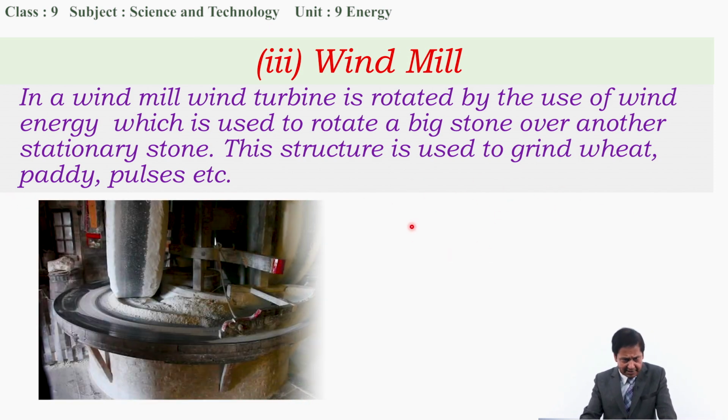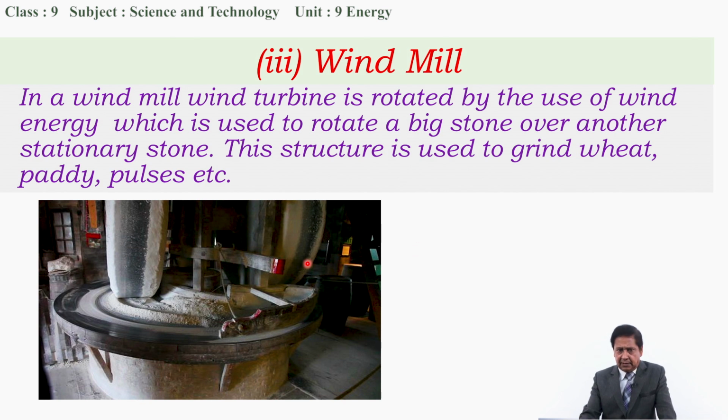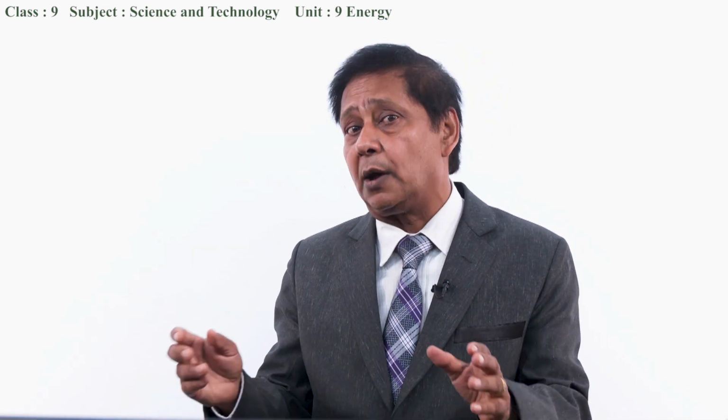I want to show one diagram. Look at this. Instead of a big stone, we can use metal also. But this big stone or big circular metallic body is rotated by the help of the wind turbine. And when it rotates over these pulses, paddy, wheat, etc., they are crushed. This way the windmill works.